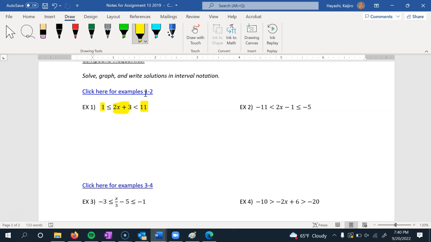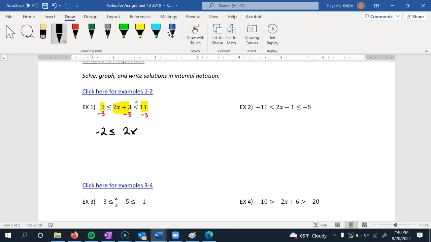But it still holds true that whatever you do to one side, you must do to the other sides. Whatever you do to the middle, you must do to the other sides. So if I'm trying to isolate x as I normally do, what's the first thing I should try to do? Subtract 3. I'm also going to do that on the right and on the left. So I'm subtracting 3 in 3 places. 1 minus 3 is -2, less than or equal to.